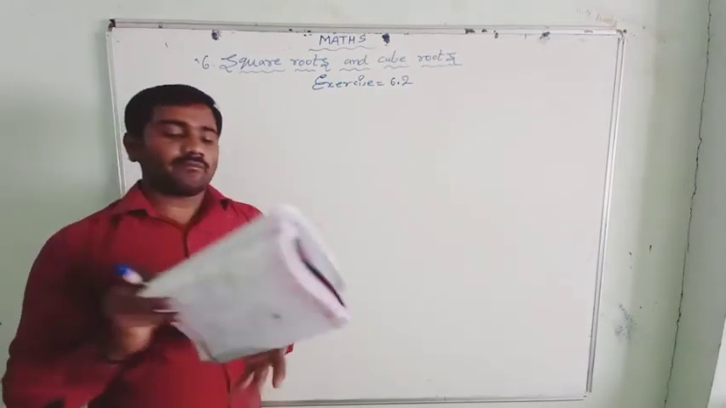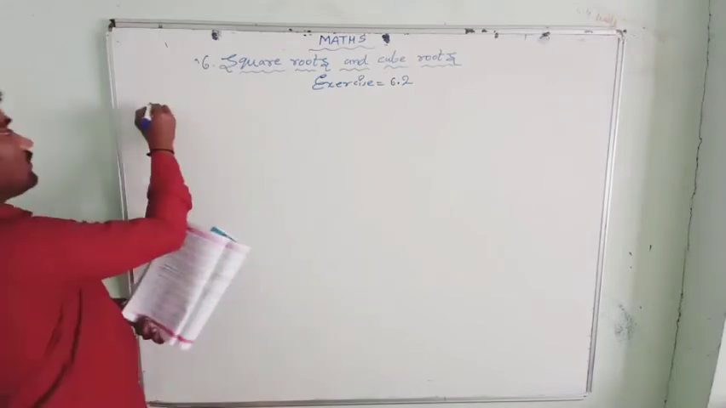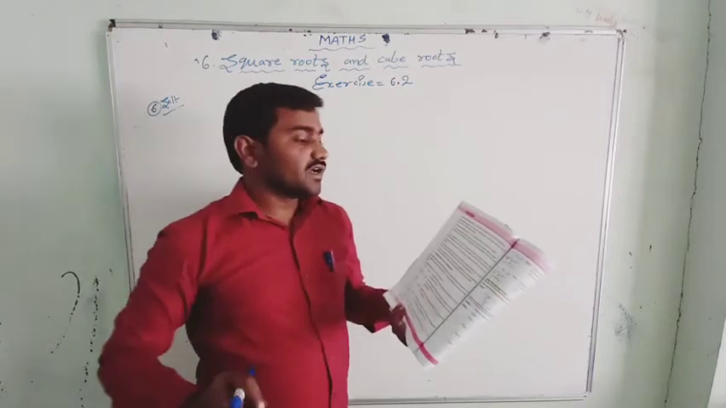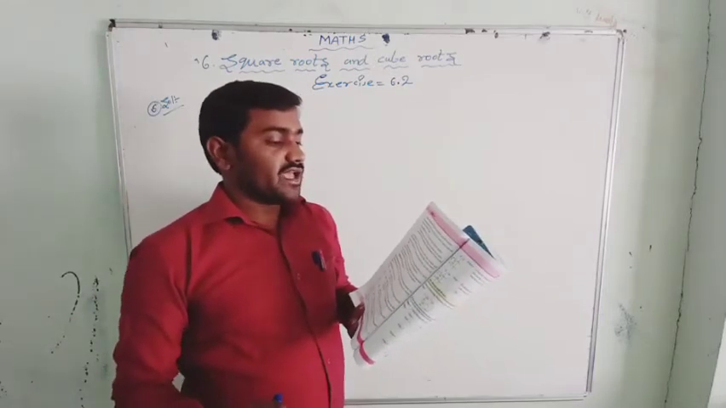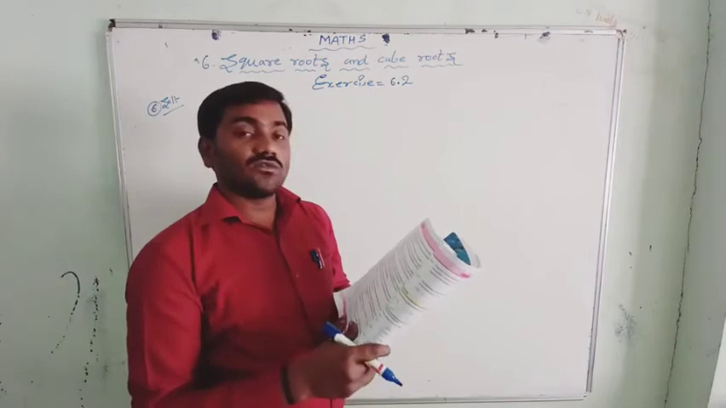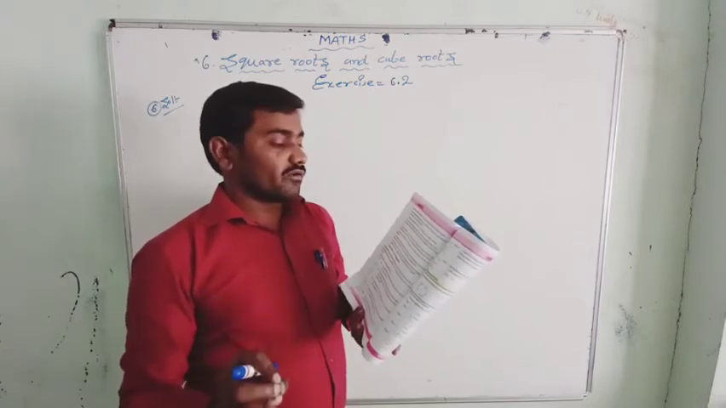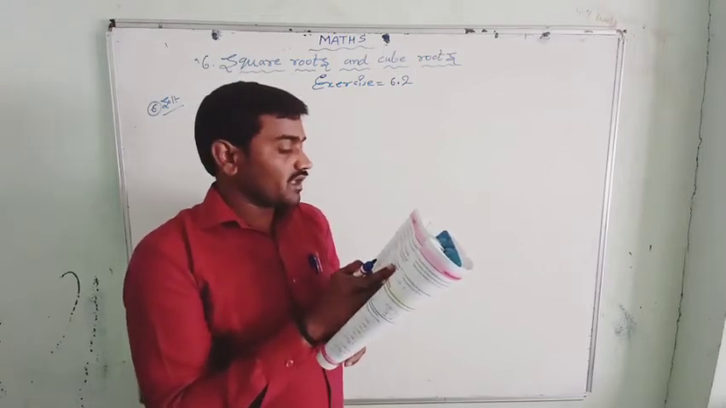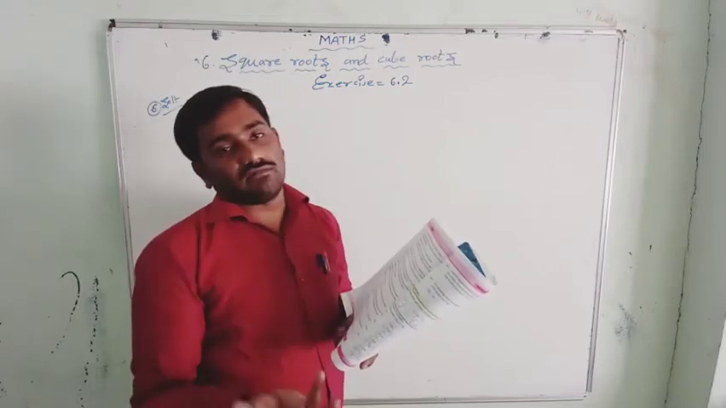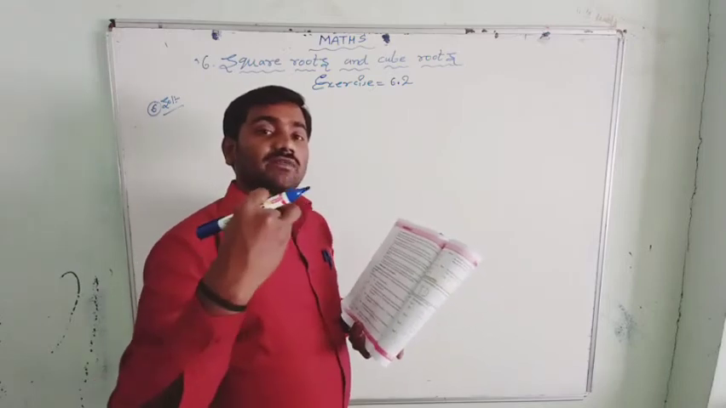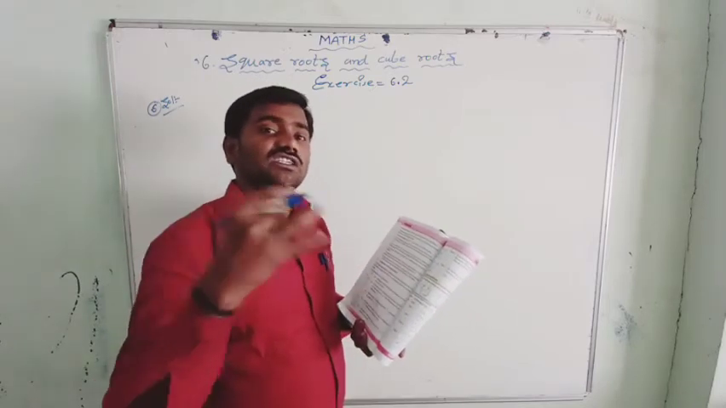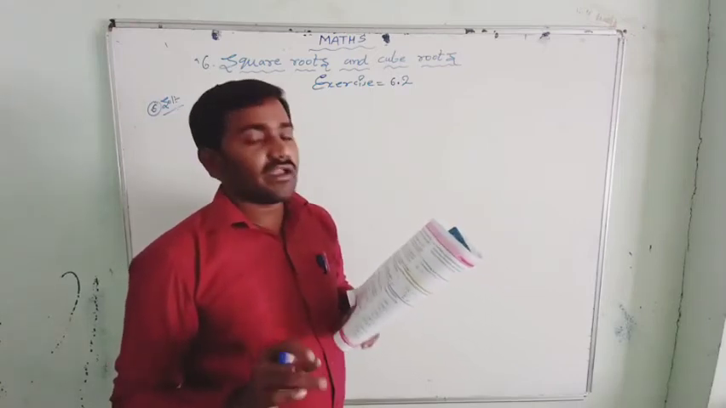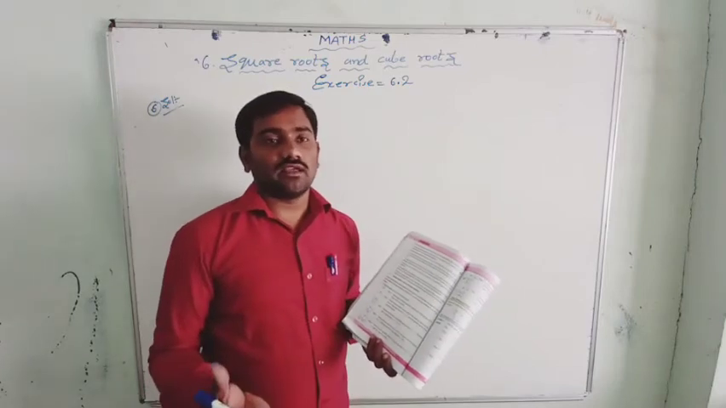Sixth one now. A school collected 2,601 rupees as fee from the students. The fee paid by each student and the number of students in the school are equal. How many students were there in the school?